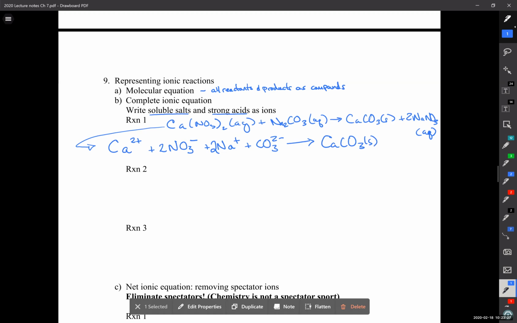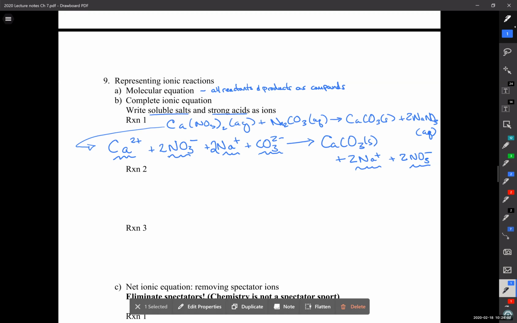And I don't have enough room, so I go plus 2Na plus, 2NO3 minus. Now, technically, every one of those ions has to have an aqueous behind it, okay? So what I always do is I just do this. I make a blue squiggly line underneath it because water is wavy. So that's, to me, my symbol for it's dissolved in water.